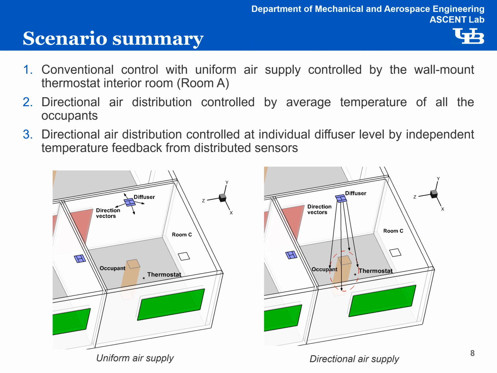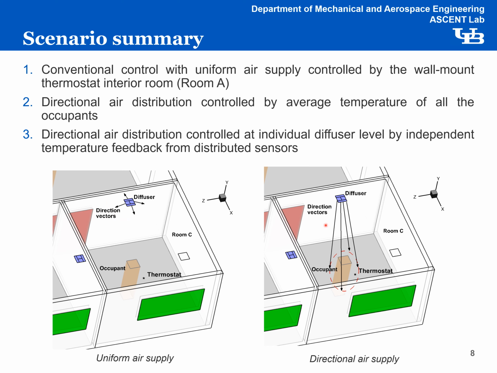To examine the efficacy of using distributed temperature sensors to control the operation of the HVAC system, three scenarios were simulated. The first scenario models a conventional system where a wall-mount thermostat in the interior room controls the on-off operation of the diffusers for all the three rooms, and the air is supplied uniformly in all directions.